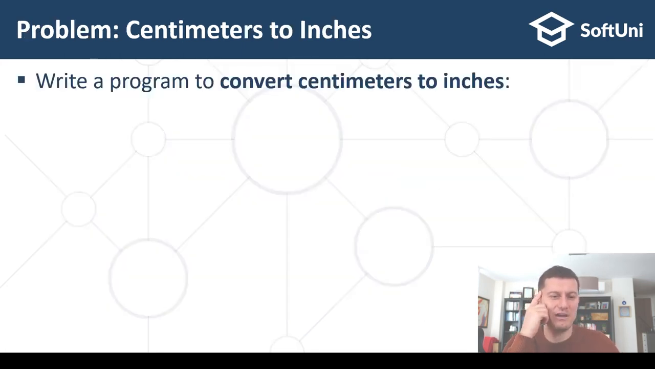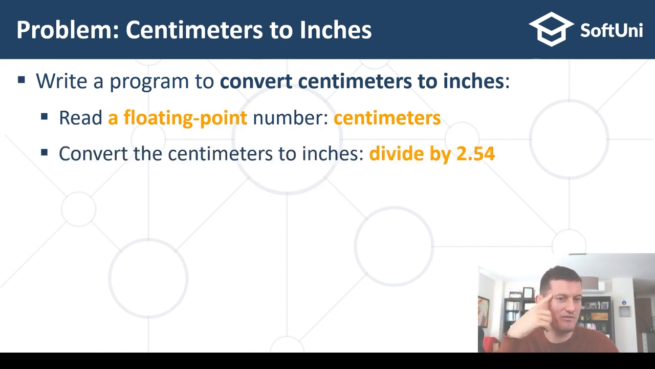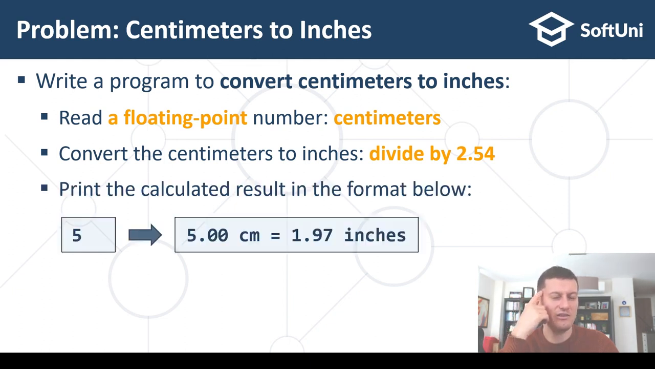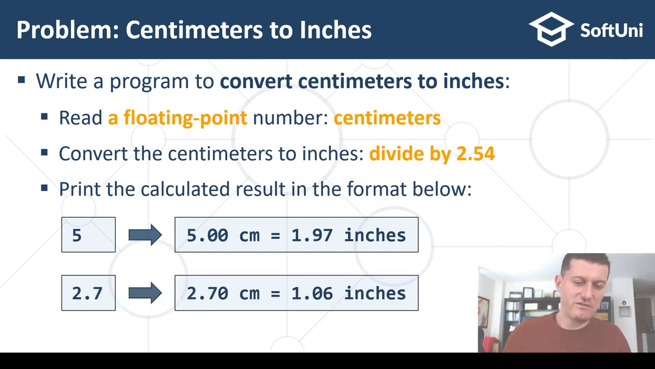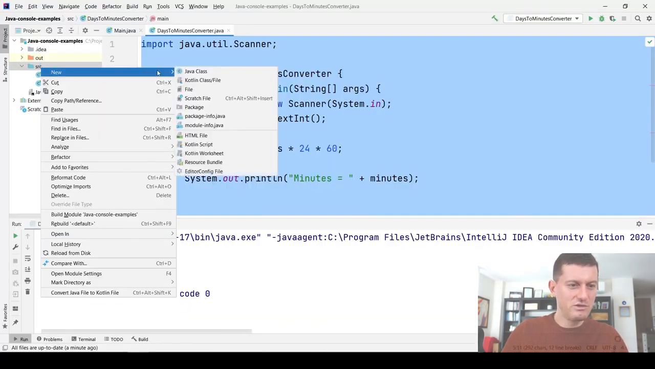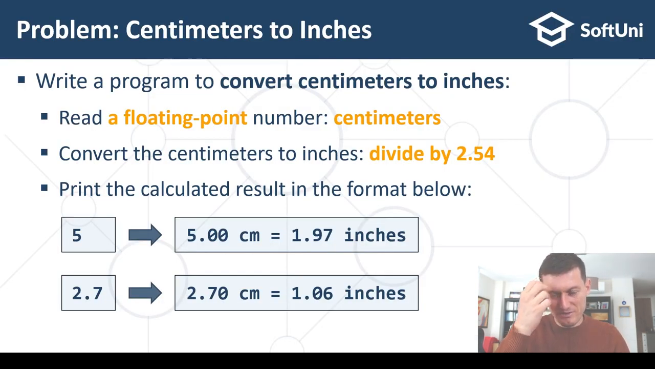I already explained how to submit in the judge. The next problem is to convert centimeters to inches. So we read a floating point number, centimeters, for example 3.5. We convert the centimeters to inches by dividing by 2.54 and print the calculated result in this format: 5.00 centimeters equals 1.97 inches. Let's do it. So I'll create a new Java class, which will be called, what's the name? CentimetersToInches.